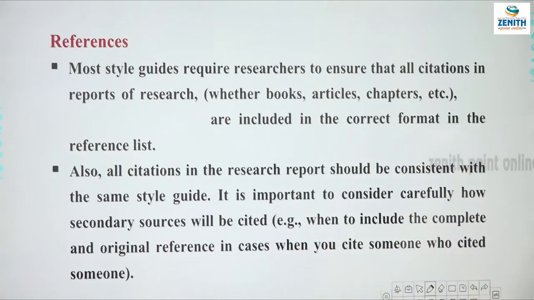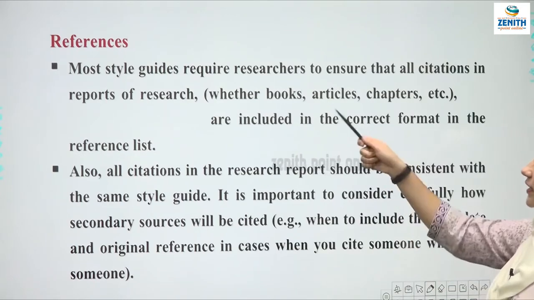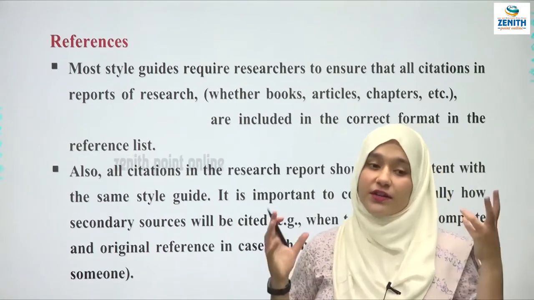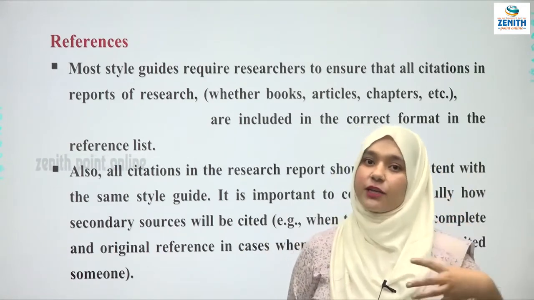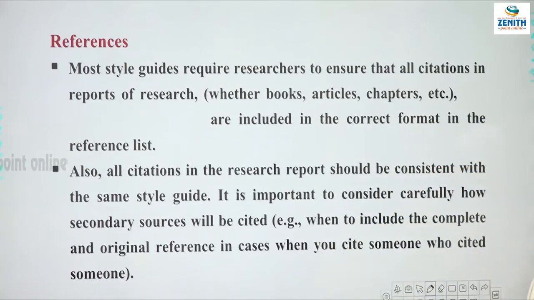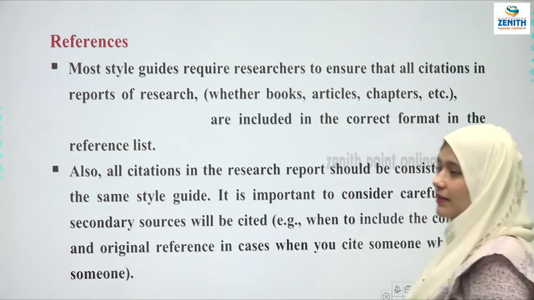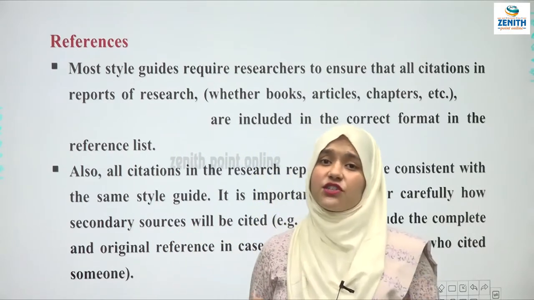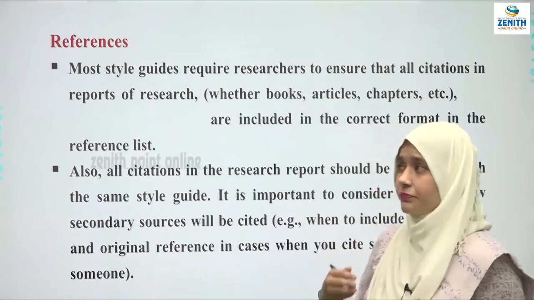So most style guides require researchers to ensure that all citations and reports of research, whether books, articles or chapters, are included in the correct format in the reference list. All the resources of your research material should be included in the referencing. All citations in the research report should be consistent with the same style guide. It is important to consider carefully how secondary sources will be cited. For example, when to include the complete and original reference in cases when you cite someone who cited someone. So whatever resource you have used in your research, all the citations should be mentioned in the proper style.